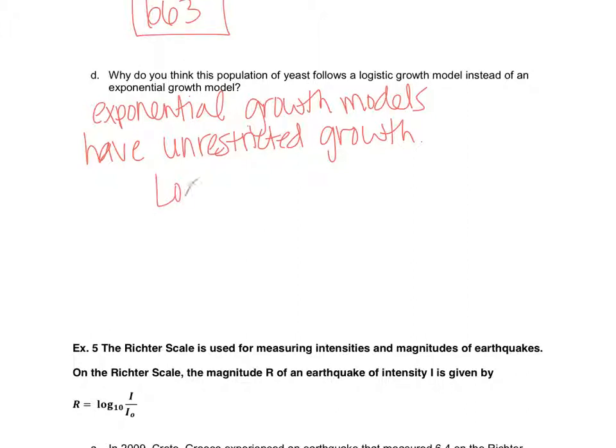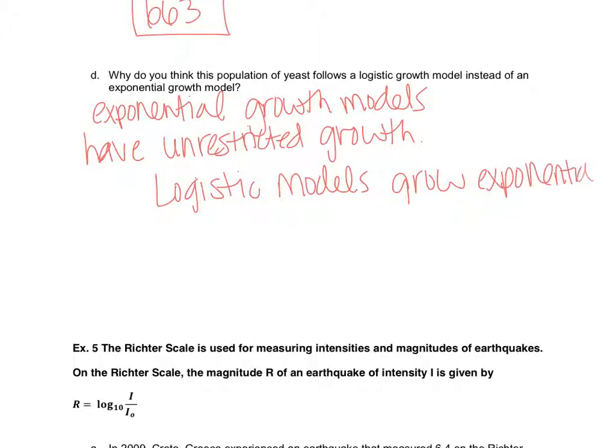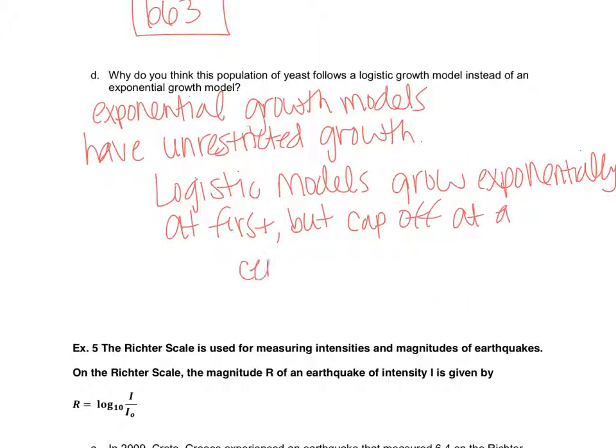Whereas logistic models do grow exponentially, is what it looks like. If you didn't have all of the graph showing, it would look to you like it was growing exponentially. Logistic models grow exponentially at first, but cap off at a certain point. And you can just know that's the difference between those two types of graphs.